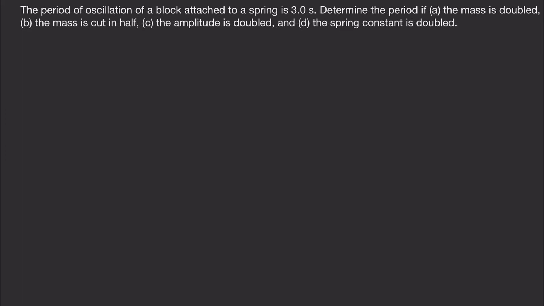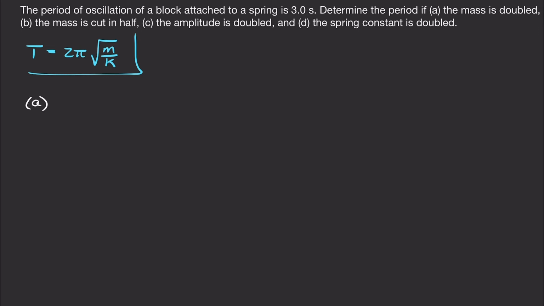The next problem, the period of oscillation of a block attached to a spring is 3 seconds. Determine the period if the mass is doubled, the mass is cut in half, and the amplitude is doubled, and the spring constant is doubled. So first off, we're given the period of oscillation, which is 2 pi times the square root of m over k. Okay, so this is going to be our base equation. And now we want to go through all of these scenarios.